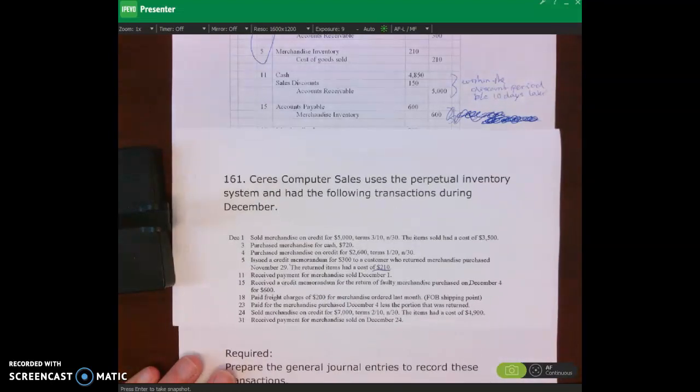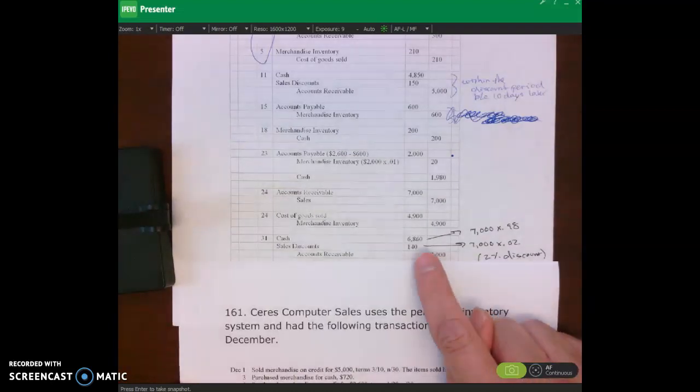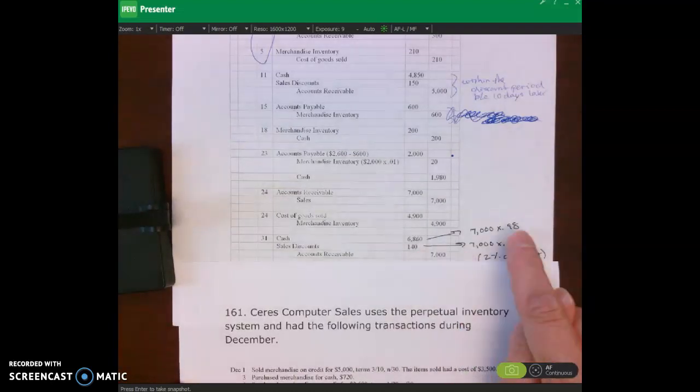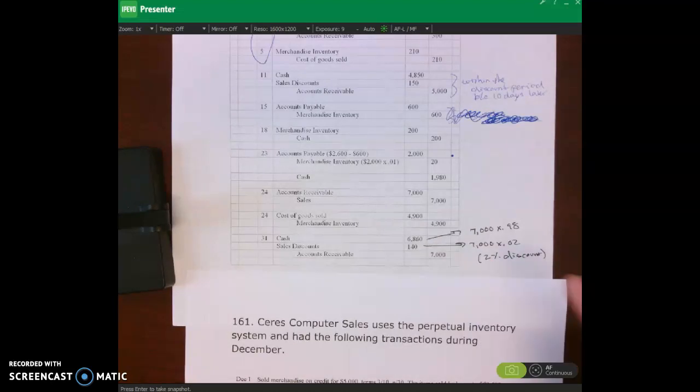And then on the 31st, we received payment for the merchandise sold on the 24th. And so you can see 10 days, that's the credit period. I'm sorry, the discount period is 10 days. And our customer paid us within the discount, which means we have to give them a 2% discount. So that's our sales discount. So we debit cash for 98% of that $7,000 bill. And then we have our sales discount, which is that 2%. And then we credit accounts receivable for the $7,000 right there.